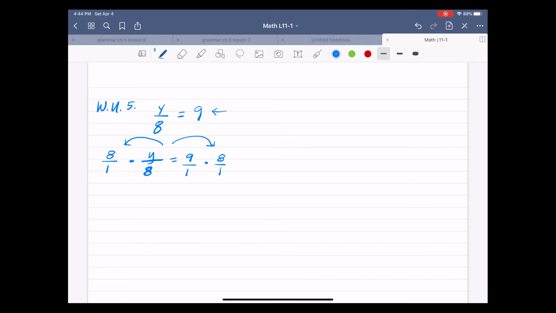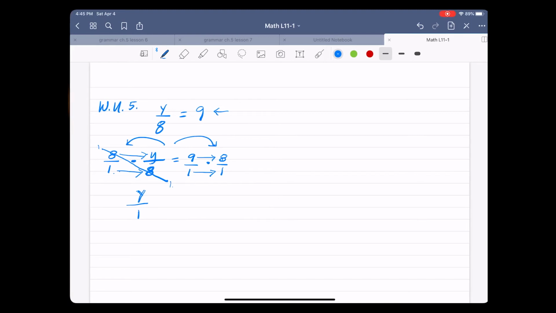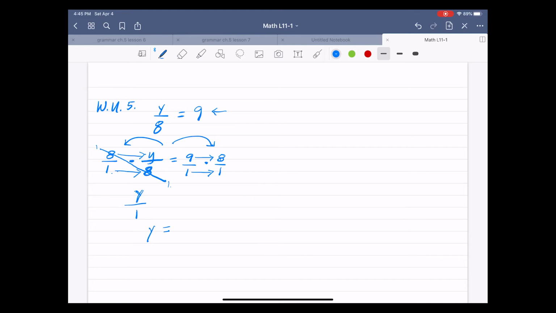Remember with fractions, we multiply numerator times numerator and denominator times denominator. So we're going to say 9 times 8 and 1 times 1. In this case here, these cross cancel. 8 divided by 8 is 1. 8 divided by 8 is 1. Straight across, I'm left with y over 1 times 1 is 1. What is y divided by 1? Y divided by 1 is simply y. 9 times 8 is 72. 1 times 1 is 1. Y equals 72 divided by 1, and my answer is 72.